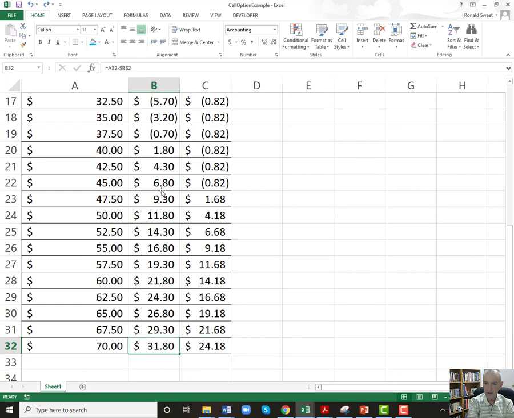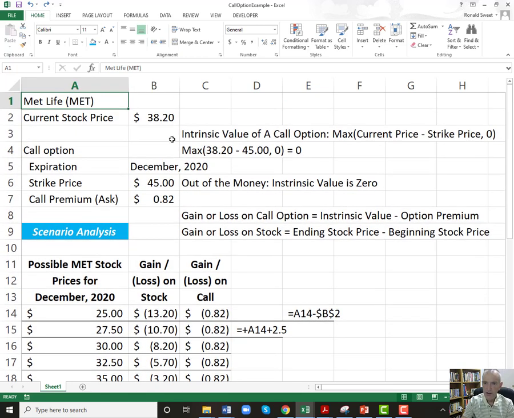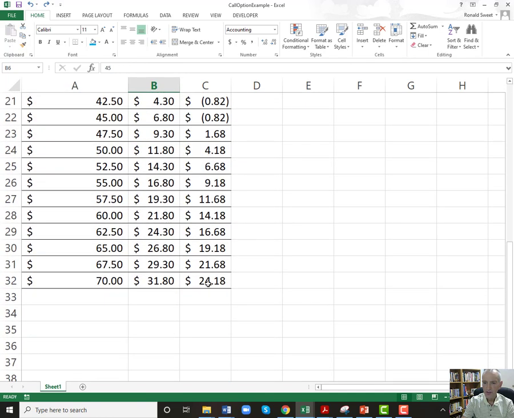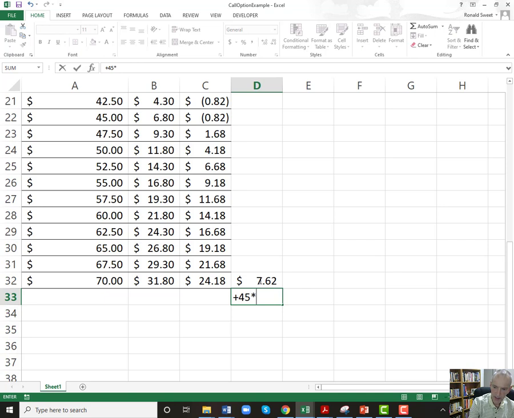Now you notice the option never makes more money than buying the stock on the upside. Why? Well, because when you go from $38 to $45, there you make $6.80. But with the call option, you only start making money once you hit 45. So you'll notice the difference in these two. So the gain on the stock minus the gain on the option is going to be $45 minus 38.2. Also, you have the 82 cent option premium.